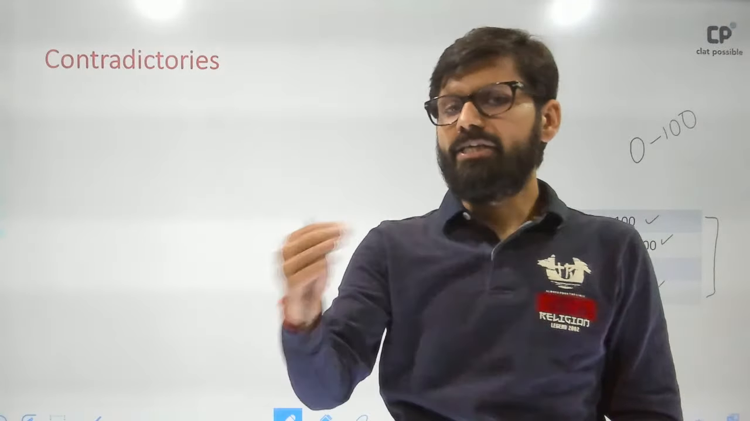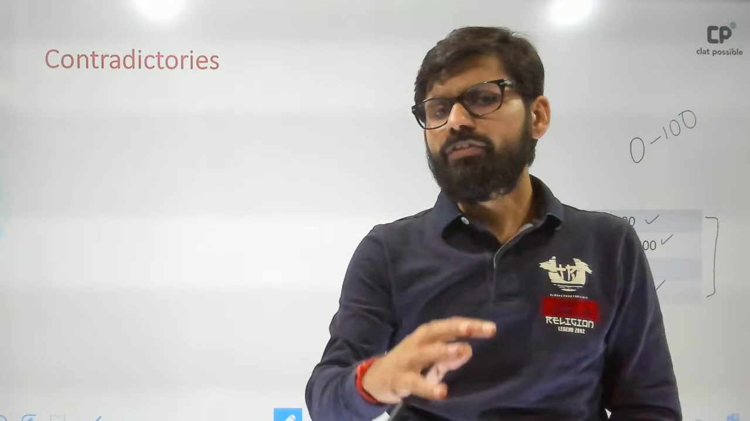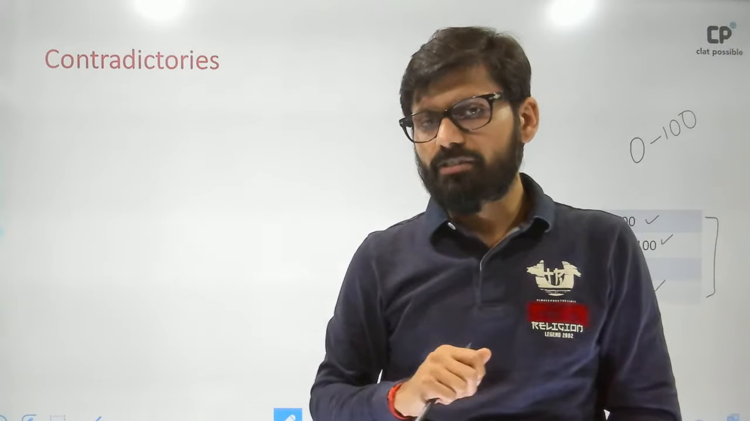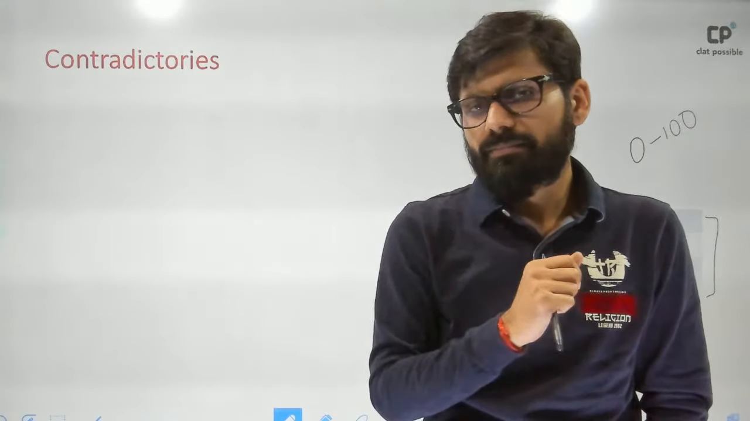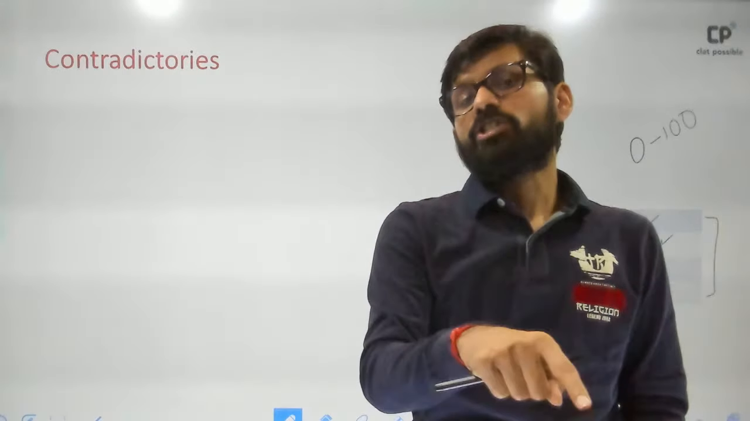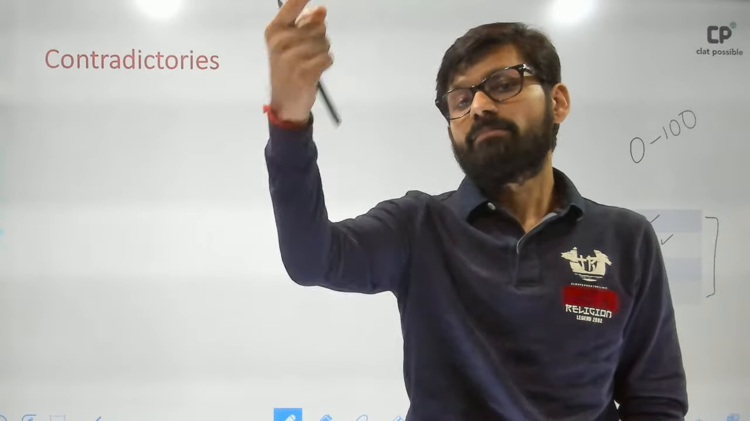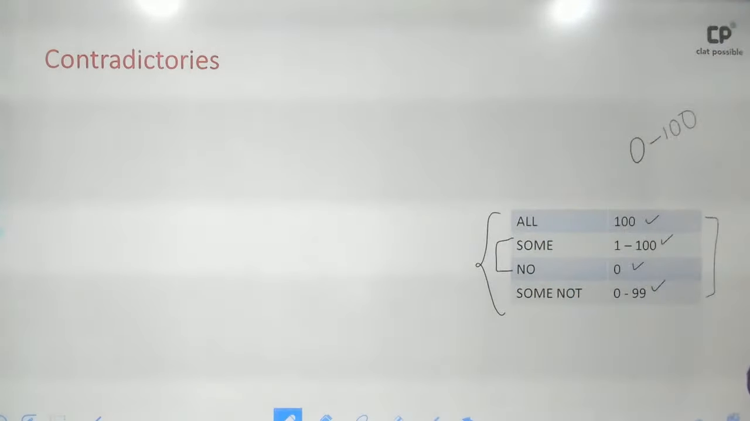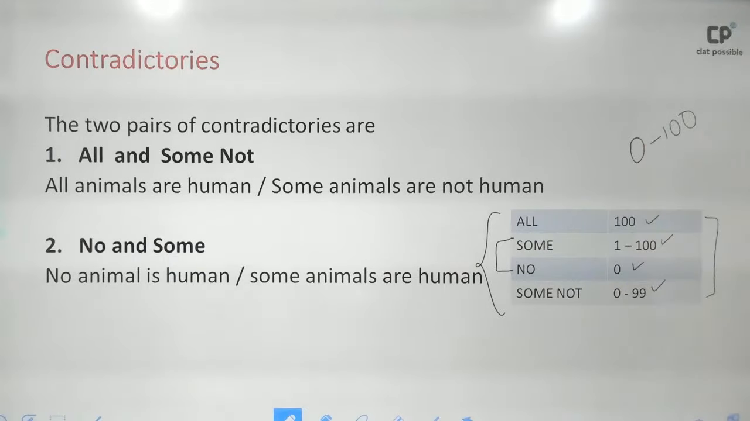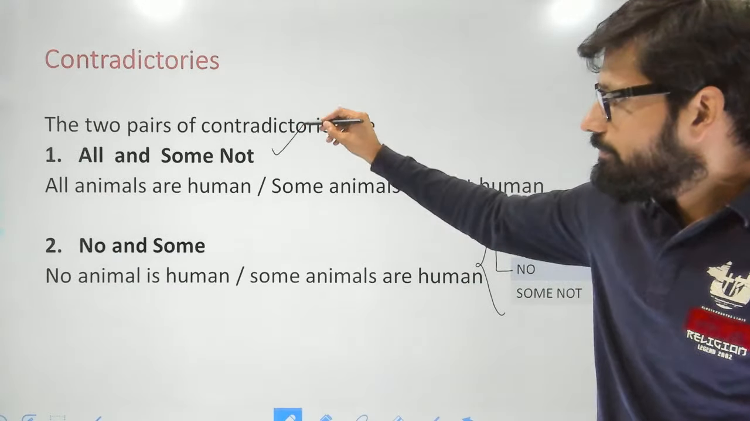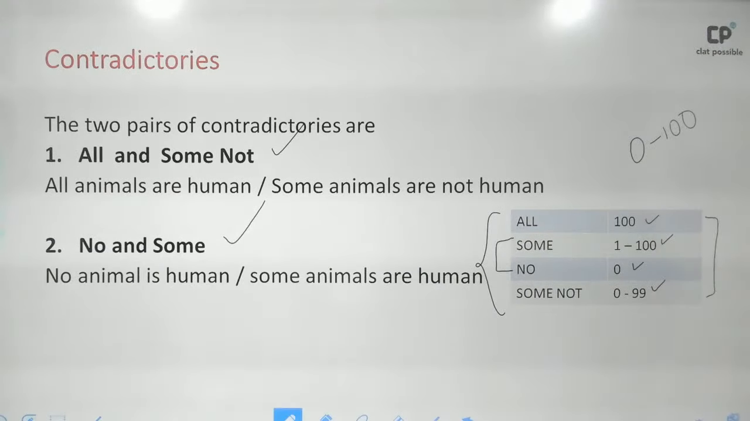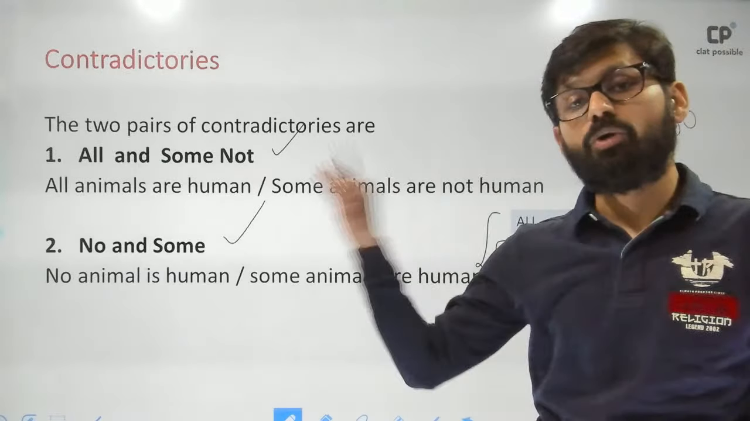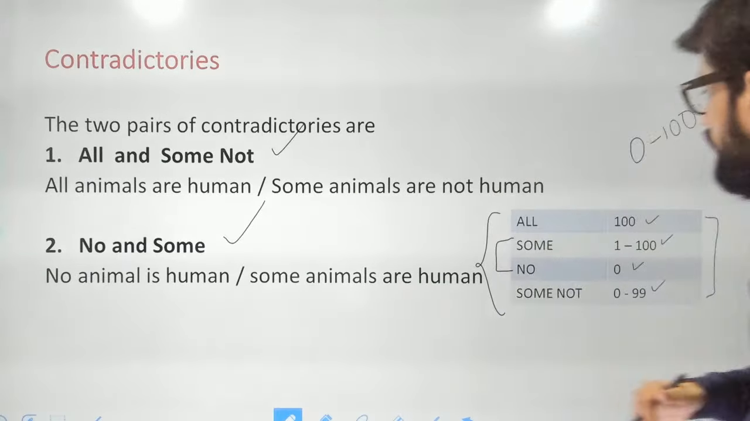Right? Similarly, some and no. So I'm saying, some of the people watching this video are wearing black shirts. How will we oppose that statement? Nobody who's watching the video is wearing a black shirt. Some, no, right? So some and no are opposites for us, all and some not, right? So contradictories: all and some not, no and some, opposites. Now there could be direct questions on this funda, right? How will they ask it, okay?